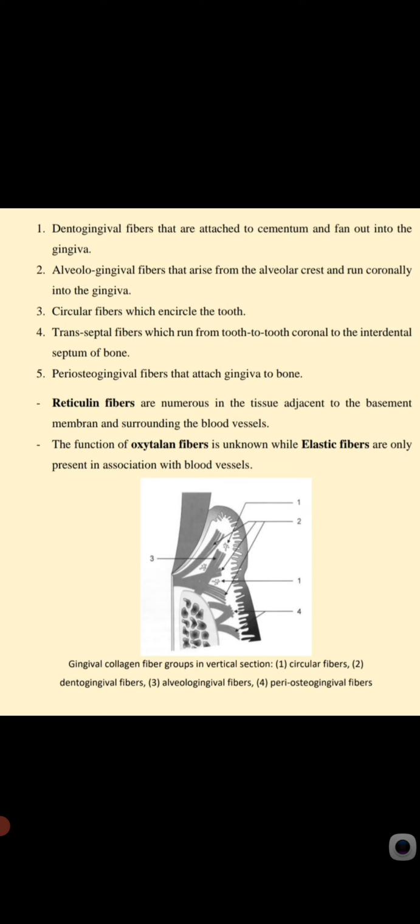Now come to the reticular fibers. Reticular fibers are numerous in tissue adjacent to the basement membrane and surrounding the blood vessel. They form a mesh. The function of the oxytalan fibers is unknown, while the elastic fibers are only present in association with blood vessel. Remember, elastic fibers are only present in association with blood vessel. The oxytalan fiber function is unknown. Reticular fibers are present adjacent to the basement membrane and surrounding the blood vessel.